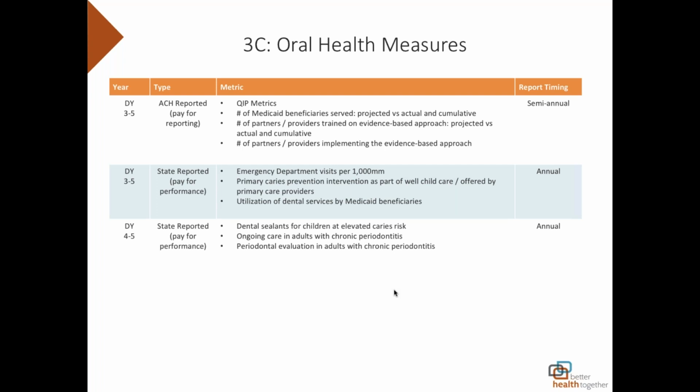And then we'll be looking at primary caries as part of a well-child visit. So that's also looking in the primary care setting. That's looking at our doctors or providers in primary care screening children for dental issues when they come in for their well-child visits. And then just the overall utilization of dental services by Medicaid beneficiaries. Moving into year four, we would add measurements for dental sealants for children who are at elevated risk of cavities, the rate of ongoing care for adults and the rate of evaluations for adults. So those would be our metrics.